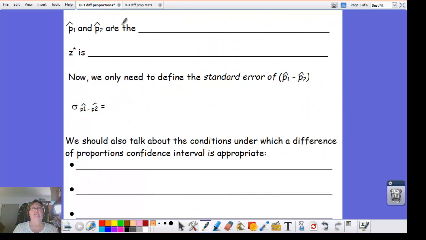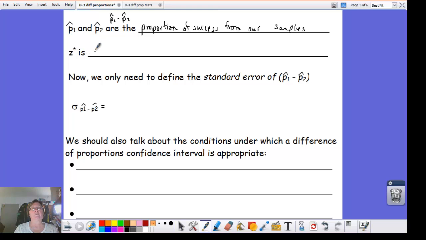P hat 1 and P hat 2 are the proportions from our samples. Okay, proportion of successes from our two samples. And again, the statistic that we're going for here is the difference between them. So the sample stat is P hat 1 minus P hat 2. That's what we're going to be comparing.